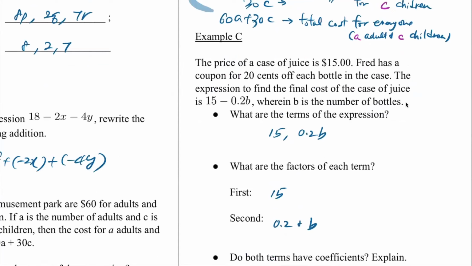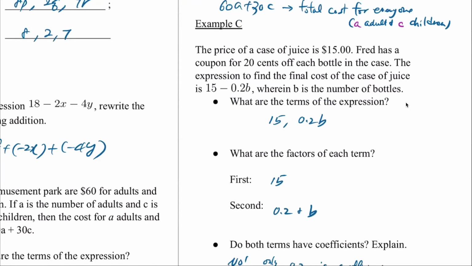Yeah, it's just a lot of exercise in recognizing the parts of the expression. So this right here is an expression, right? 15 and 0.2b are the parts, the terms of the expression, right? Doesn't matter if you're adding or subtracting. What are the factors of each term? Well, 15 is the only factor of the first term, so that'll be the 15. They didn't ask you to do prime factorization, so 15 is sufficient. And then what are the factors for the second term? This one consists of 0.2 and b.